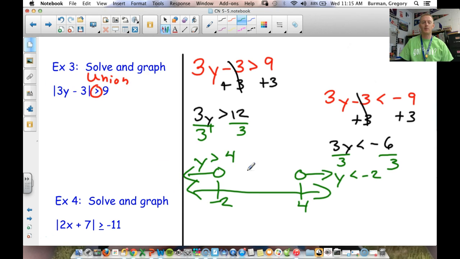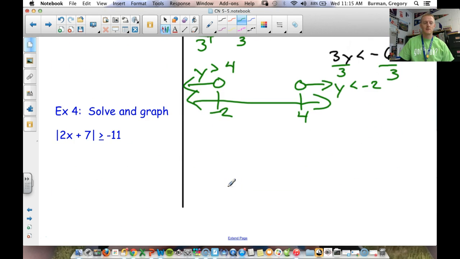All right, let's keep it cooking. Same idea for the next problem. Your two situations. Again, this is a union because of our symbol. 2x plus 7 is greater than or equal to a negative 11.